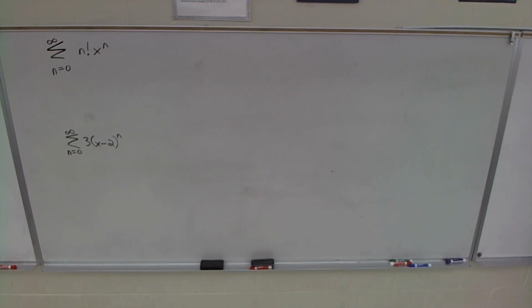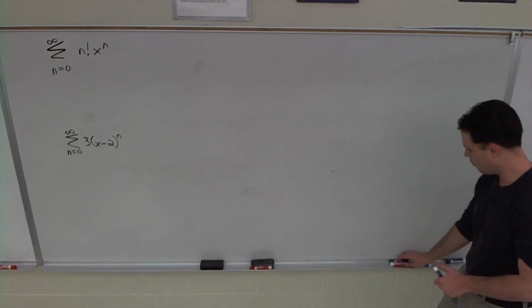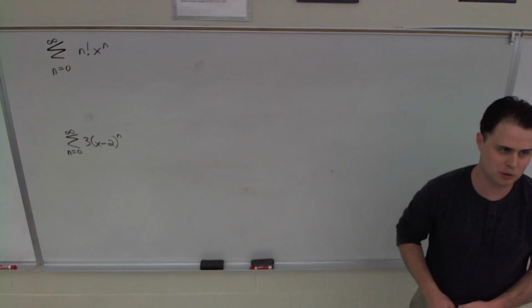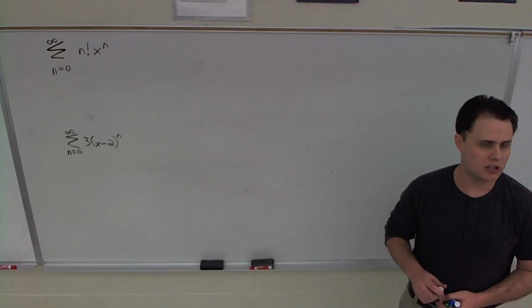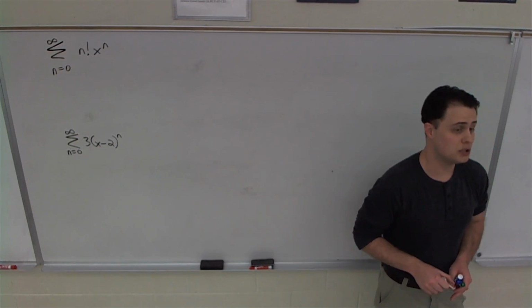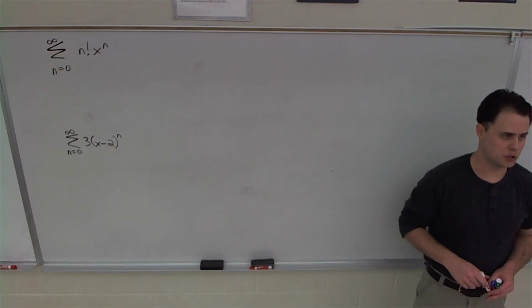I'm still getting x and n confused. Well, we need finite concrete examples. Hard without those, so that's fine. All right, so let's look at these couple power series and try to determine where they're convergent.